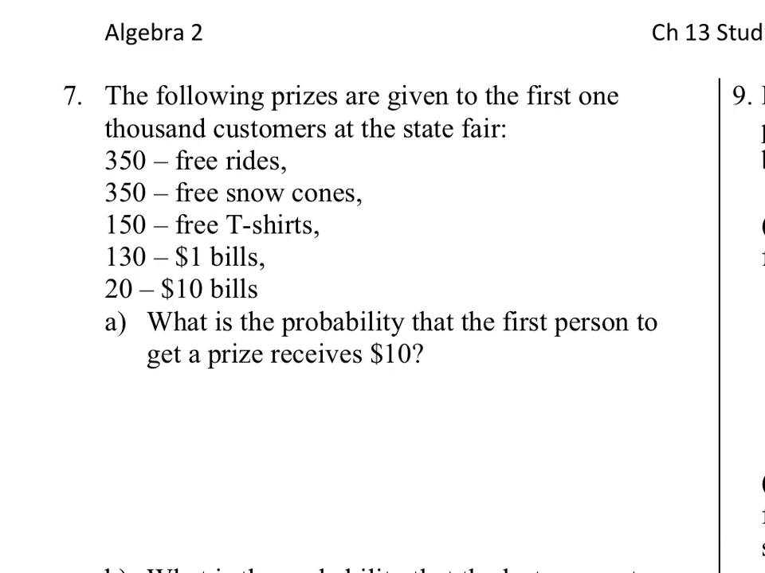All right, the following prizes are given to the first 1,000 customers at the state fair. Okay, when you're talking about probabilities now, that means I'm going to have a 1,000 denominator because there's 1,000 possibles, unless I have a given situation. What is the probability that the first person to get a prize receives $10? Well, that's 1,000 possible prizes. And how many $10 bills are given out? 20. So I have 2 100ths.